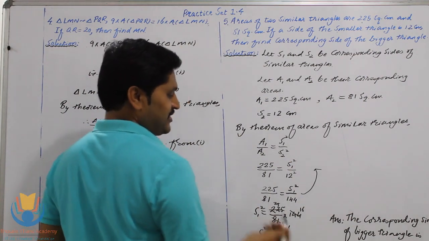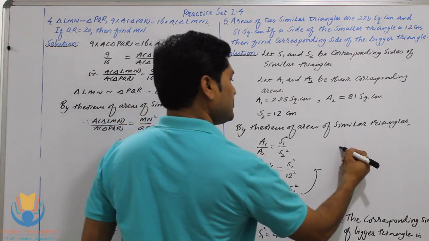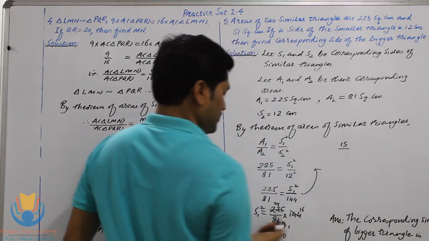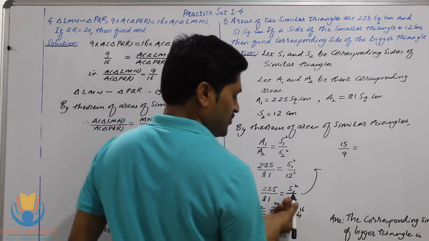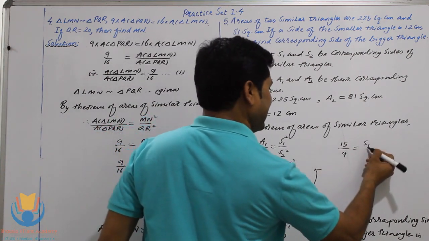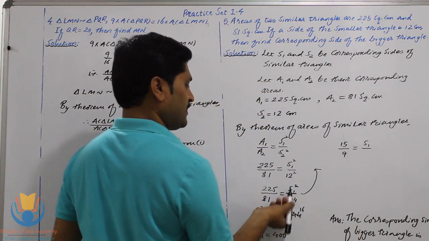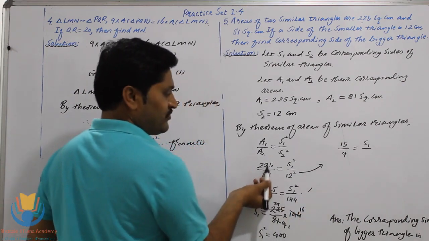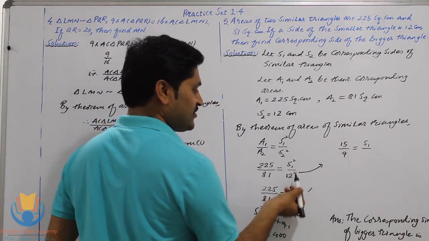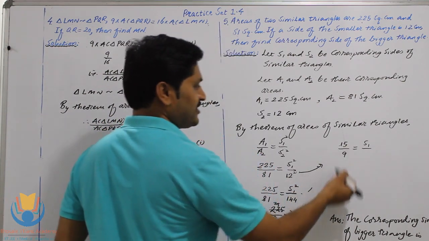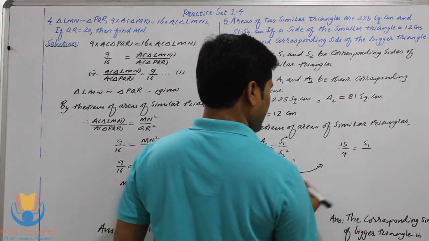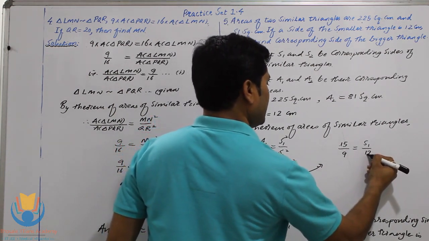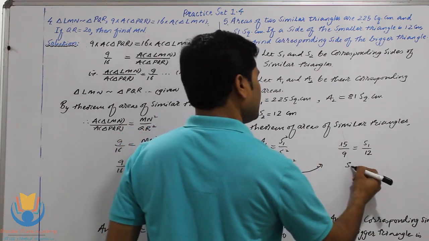So after that step, we can take the square root of each term. So the square root of 225 is 15, the square root of 81 is 9, the square root of S1 square is S1. So this was 225 upon 81 is equal to S1 square upon 12 square. So after that step, I am taking the square root of each term. The square root of 12 square is 12. So we can do the cross multiplication.